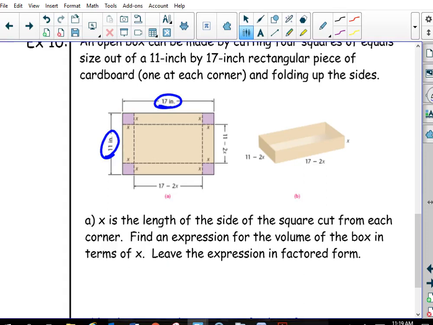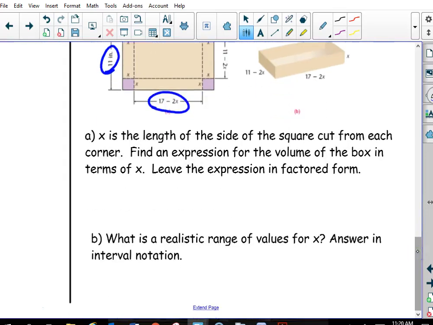Notice what they do, though. For the 17-inch side, on the other side, it's giving you the width in terms of x of the length of the folded up box. All right, so knowing that, our volume is, just like the previous problem, going to be the two bases multiplied by the height, that is x. So our volume is our height x times our first base length times our second base length.